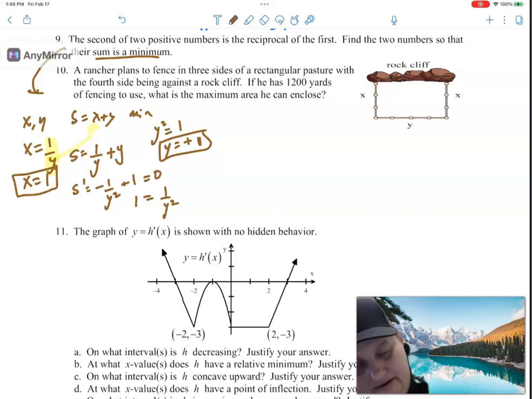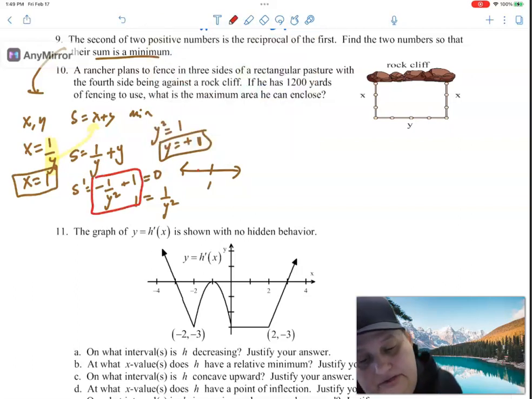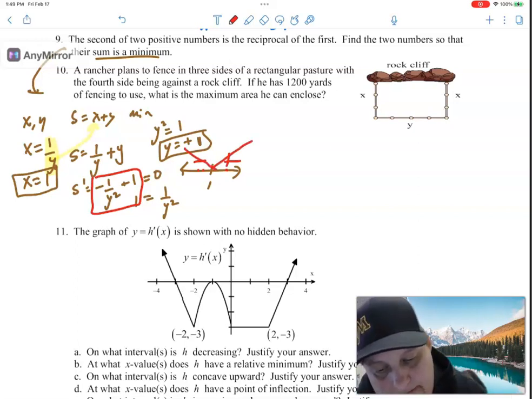Again, we can just test it as we do our testing into the first derivative. I can't use 0 actually. If it's 1/2, 1 divided by 1/2 squared is 4, so negative 4 plus 1 is negative. And if I plug in the number 2, negative 1/4 plus 1 is positive. So their sum would be a minimum at the point 1, 1.